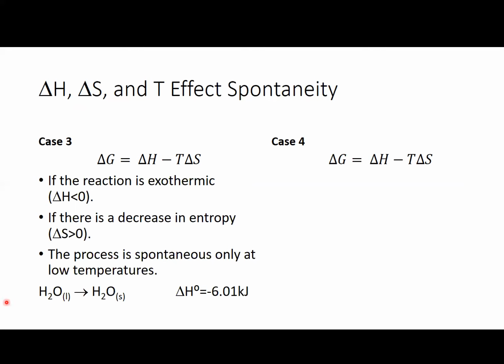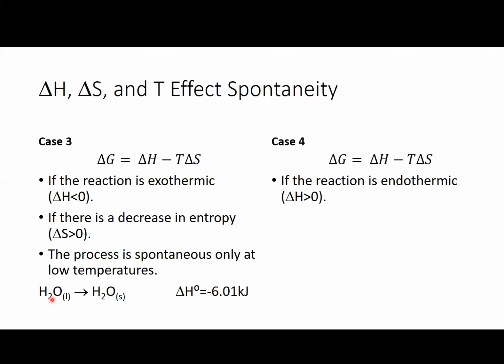This is an example of something like that. So I've got my H2O liquid going to H2O solid. It ends up being more ordered. A solid is more ordered than a liquid. And so my delta H for that ends up being negative. And so my delta G for this will end up being negative, but only if the temperatures are low. And this is a process that only happens when temperatures are low, liquids turning into solids.